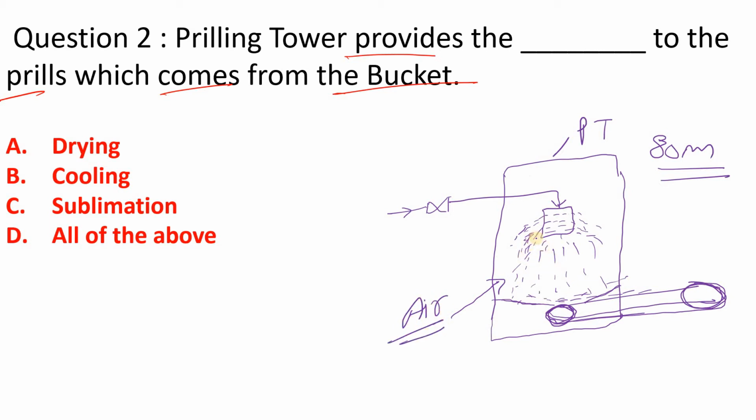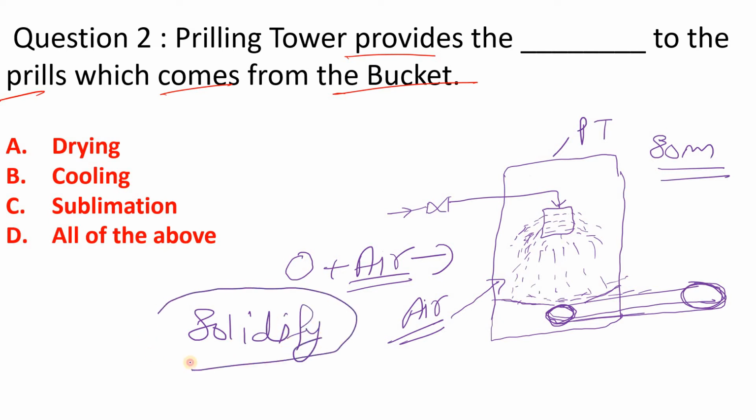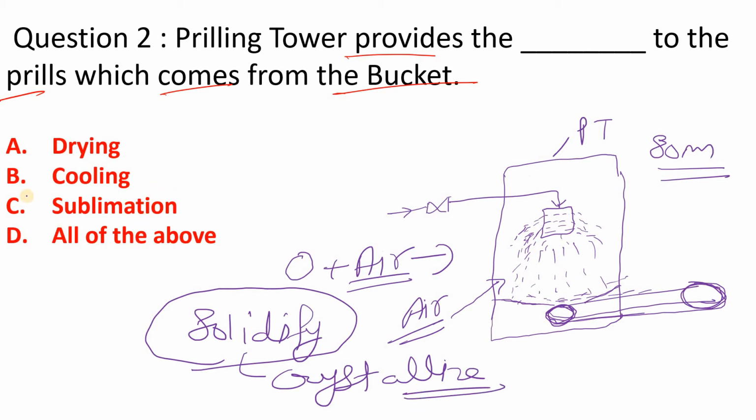So it comes into intimate contact with the air. This molten urea comes into intimate contact with the air, and the urea will be solidified, or we can say crystallized, right? So the right answer will be cooling. Got my point? Because here this is molten urea.